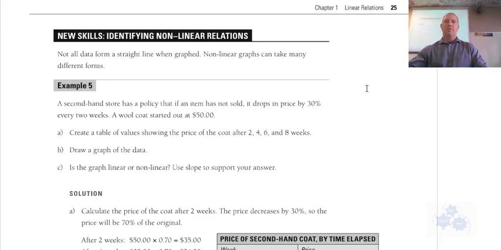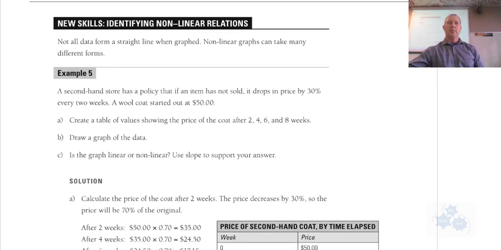So here we are on page 25 of the workbook, Workplace and Apprenticeship 30. And this is part 3 of section 1.1. This is the last little bit we're going to do. It's just a really short section, a short example. But what happens when we plot points on a graph and it's non-linear?